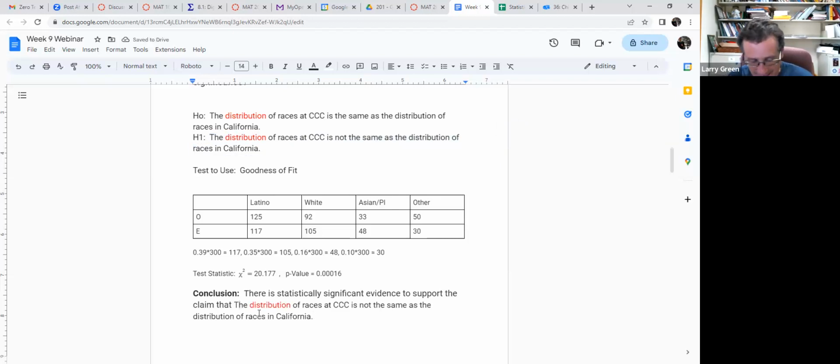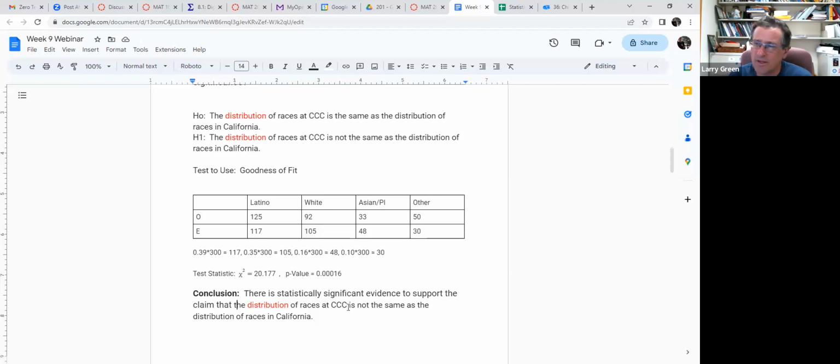Okay. And lowercase t, the distribution of races at California community colleges is not the same as the distribution of races in California. Any questions at all on this conclusion? Any questions? Okay.